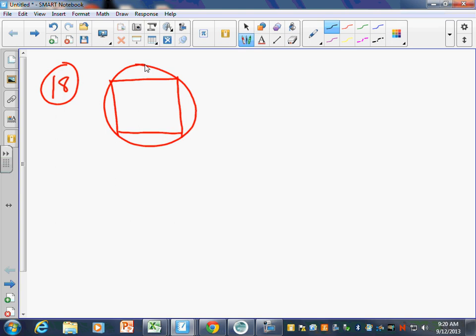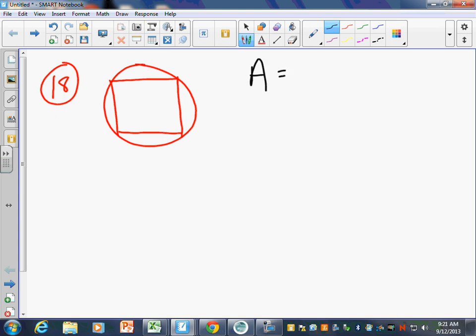Number 18 says, a square is inscribed in a circle. That's what this means. Inscribed in a circle means that the corners of the square touch the circle. Write the area of a square as a function of the radius. So step 1, how do you write area of a square?